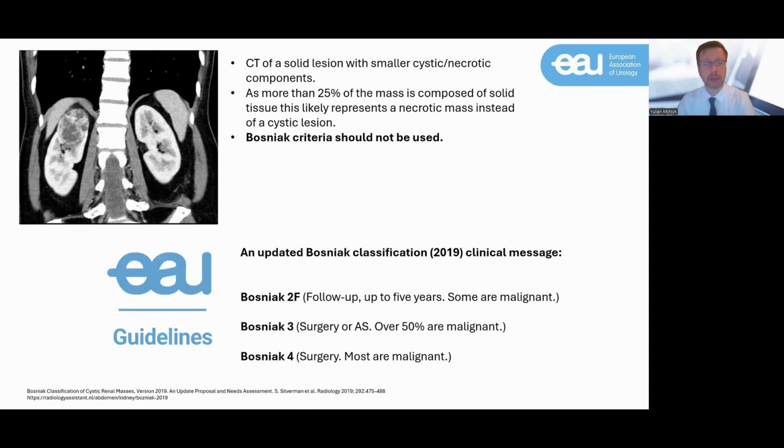So, according to the EAU guidelines, the main clinical message regarding the updated Bosniak classification is that in class Bosniak 2F cystic masses, we follow up to 5 years. Some of them are malignant. In Bosniak 3 cysts, we apply surgery or active surveillance. Over 50% of these lesions are malignant, and in case of Bosniak 4 lesions, usually we treat them by surgery because most are malignant.